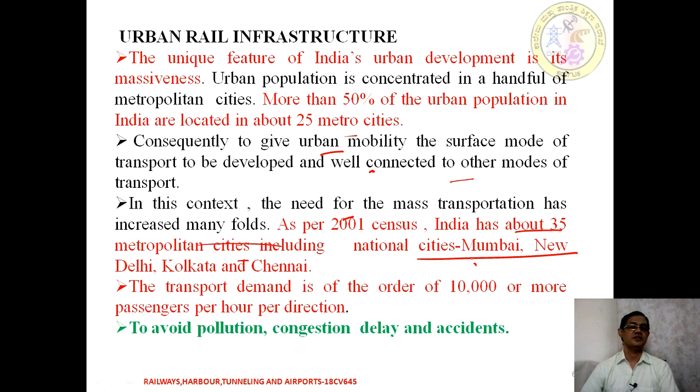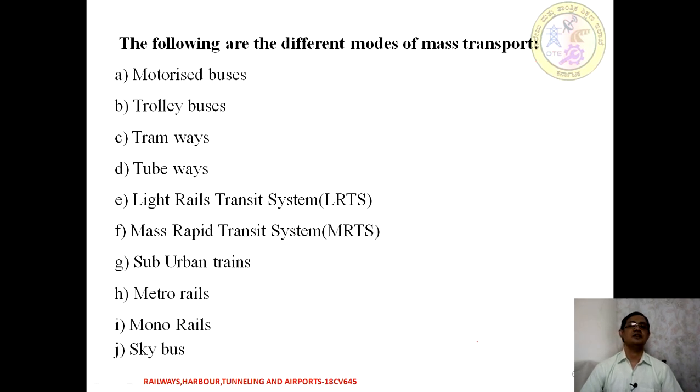Each of these cities demands a passenger load of 10,000 passengers or even more per hour per direction. Apart from that, in order to minimize travel delay, decongest, avoid pollution and avoid accidents, urban rail infrastructure has to be constructed. So, these are all the different modes of mass transit or mass transport.